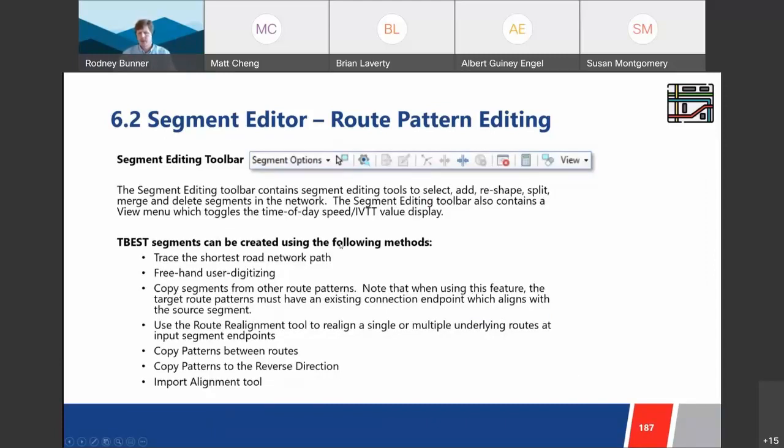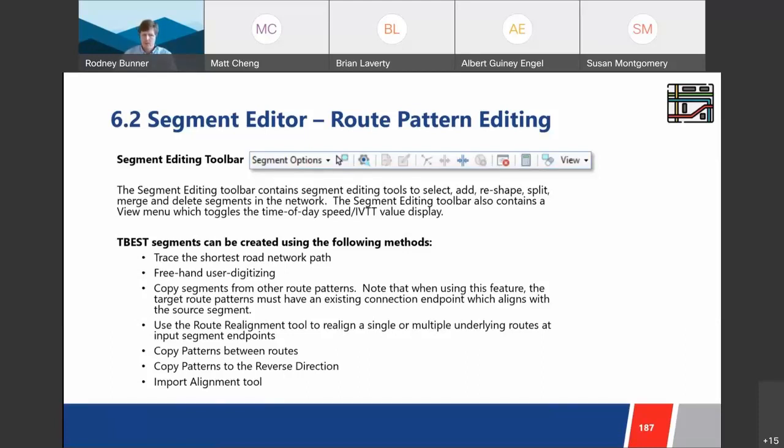In terms of how you would create a new alignment, there are several tools that would help you do that. One is to trace the shortest road network path, which uses the OpenRouteService API that we talked about earlier to get a shortest path on the OpenStreetMap road network, which is then translated to our local environment. TBEST doesn't in and of itself have a road network behind the scenes. It uses that web API to go out and get that information from the web, bring it back down, display it and use it in a TBEST network.